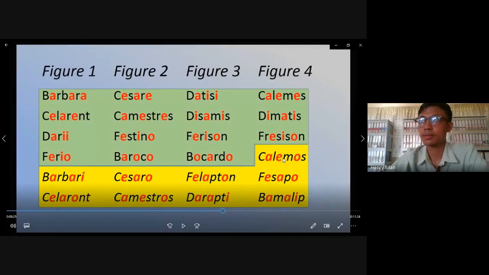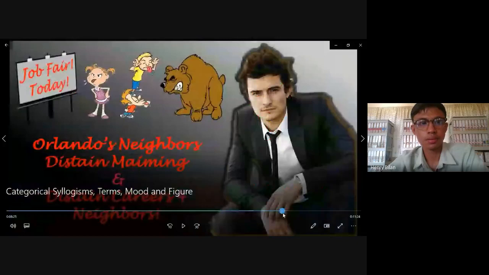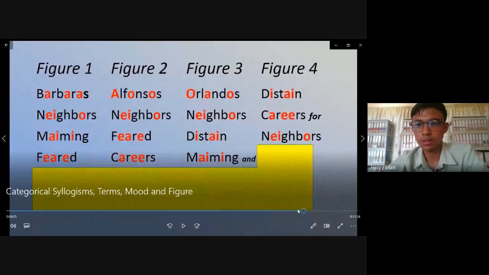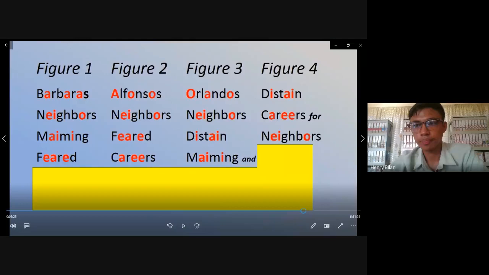So that is the figure and mood. Any questions so far? Actually, that is the end. Ito yung mga succeeding ito, yung mga helpful tips for you to better understand and memorize the moods. The valid moods. Any questions so far?